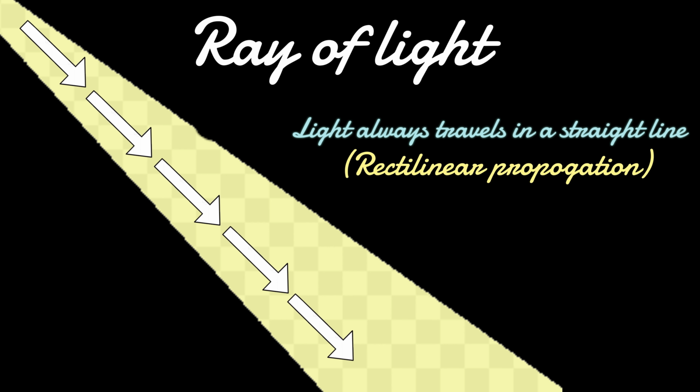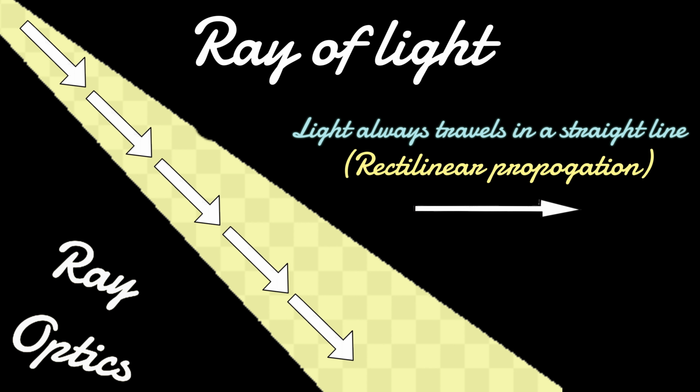Let's understand what a ray of light means. It is the direction in which the light energy moves through a medium. Light in a given medium travels in a straight path, which is called rectilinear propagation of light. A ray of light is denoted by an arrow in the direction of propagation, and this branch of study is called ray optics. Now let's understand an important phenomenon called reflection of light.